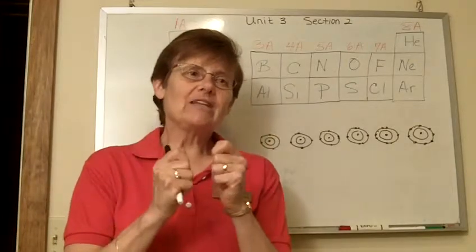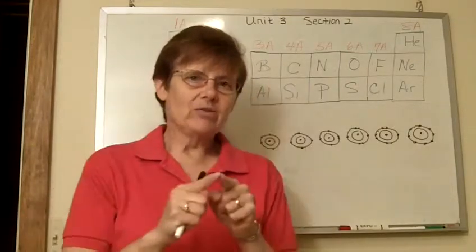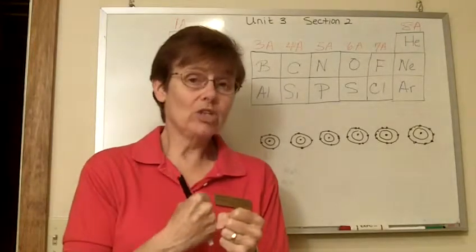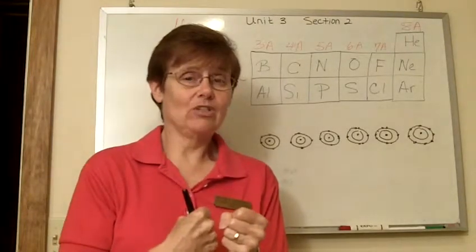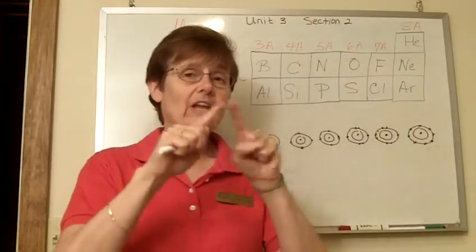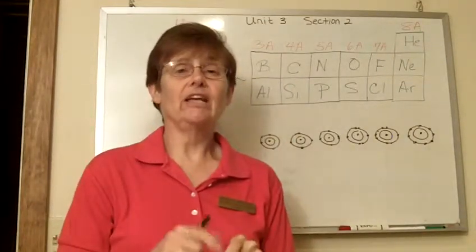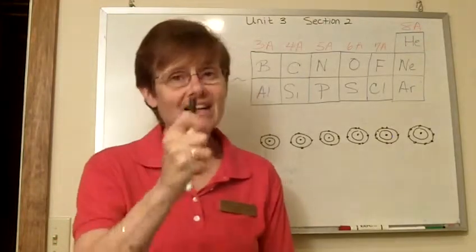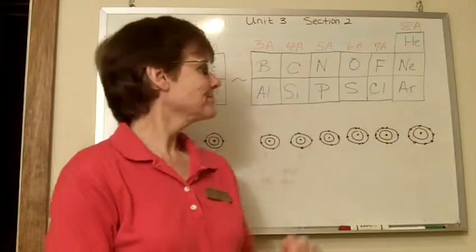But the elements are most stable with 8 electrons, so even though they won't change the nucleus, they won't change their identity in terms of what element they are, they will change the number of electrons in their outer shell in order to have the configuration of a noble gas. So that's how we predict what's going to happen.